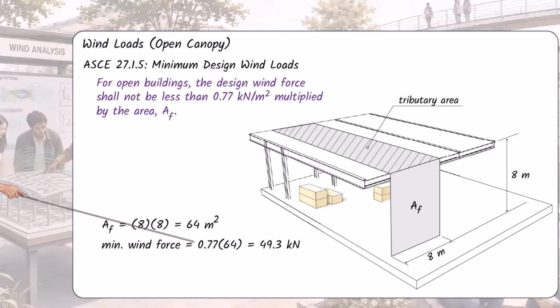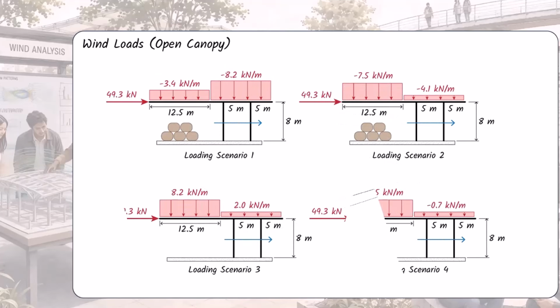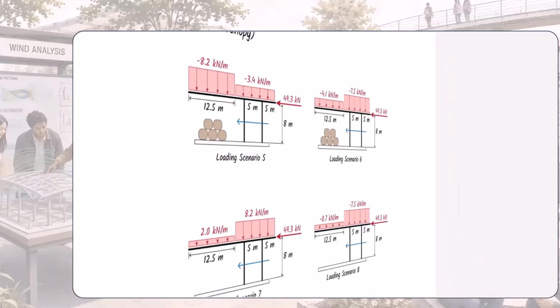Multiplying this area by 0.77 kilonewtons per square meter gives us a minimum horizontal wind force of 49.3 kilonewtons. We can conservatively represent this total horizontal wind force as a single point load applied at the top of the frame. So, in addition to the upward and downward wind loads acting on the roof, the frame must also resist this horizontal force. Here are the revised loading scenarios for the open part of the bus terminal, loading scenarios 1 through 4 and 5 through 8.